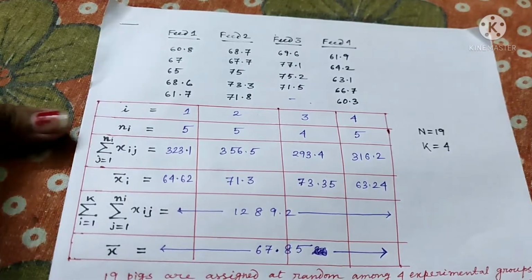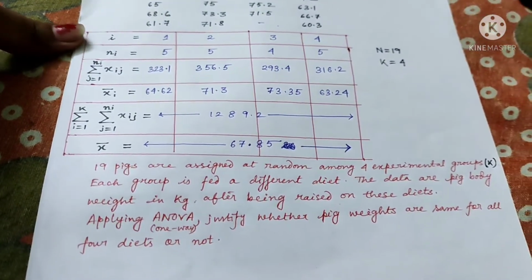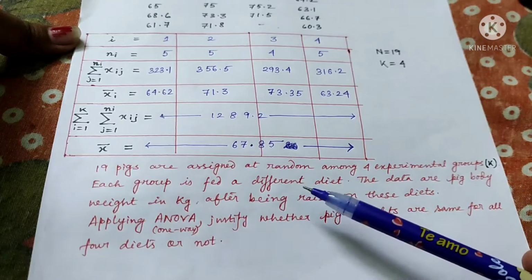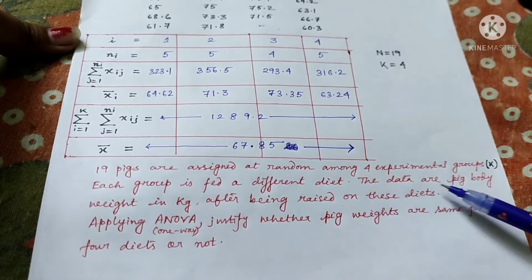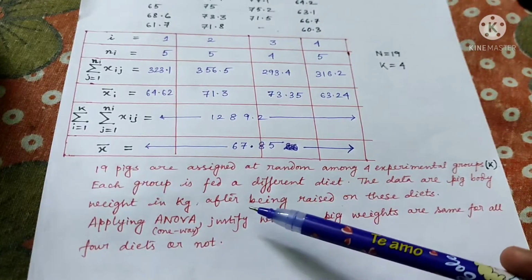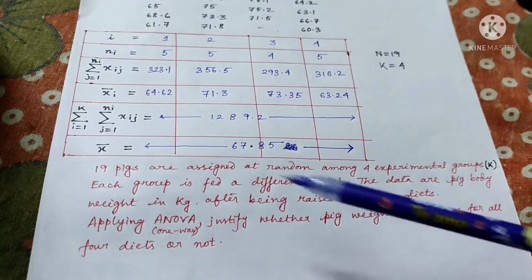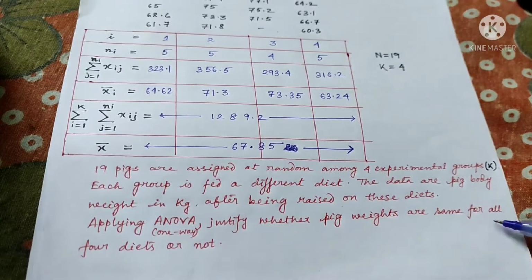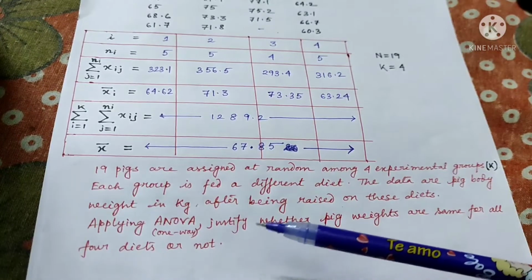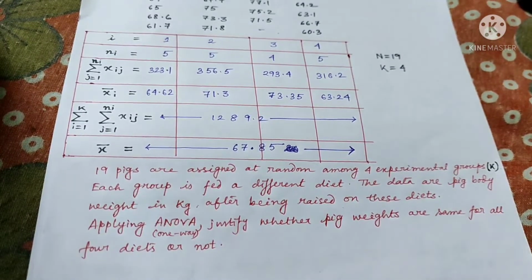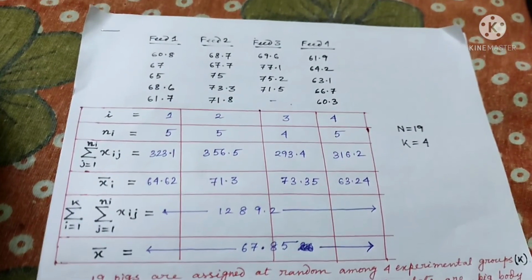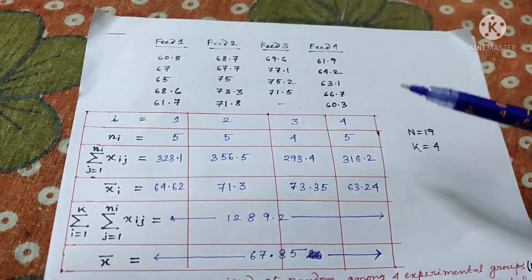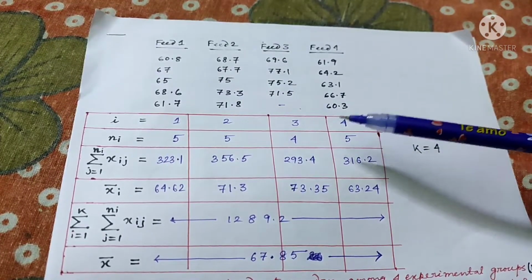This is the question: 19 pigs are assigned at random among 4 experimental groups. Each group is fed with a different diet. The data are pig body weight in kg after being raised on these diets. Applying one-way ANOVA, justify whether pig weights are the same for all the 4 diets or not. To solve this, first of all we need to write down the table on paper, and after that we need to use some formulas like this.